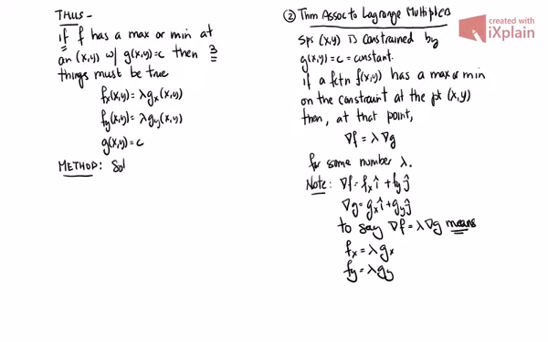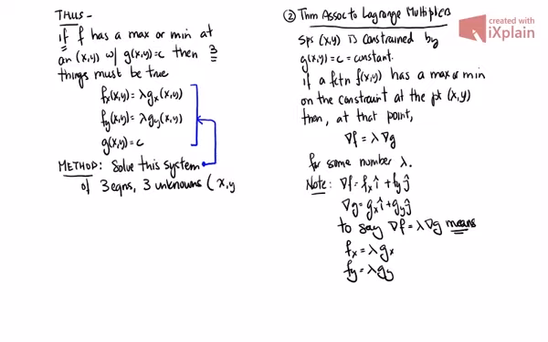So we solve this system. Let me label this, make sure it's clear what we're solving. This is a system right here. We solve this system of three equations, three unknowns. The unknowns here are x, y, and lambda. I'm going to make a comment about the lambda in a second.